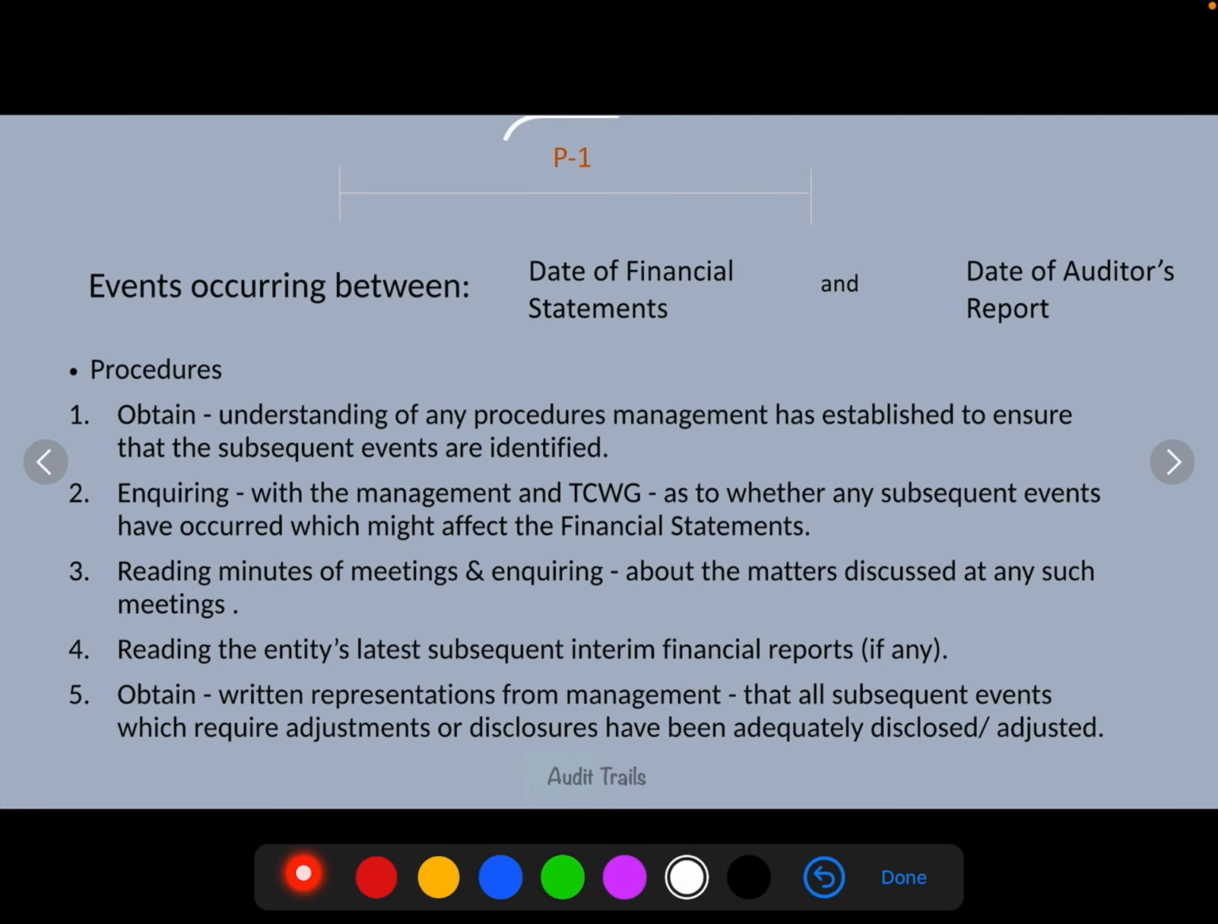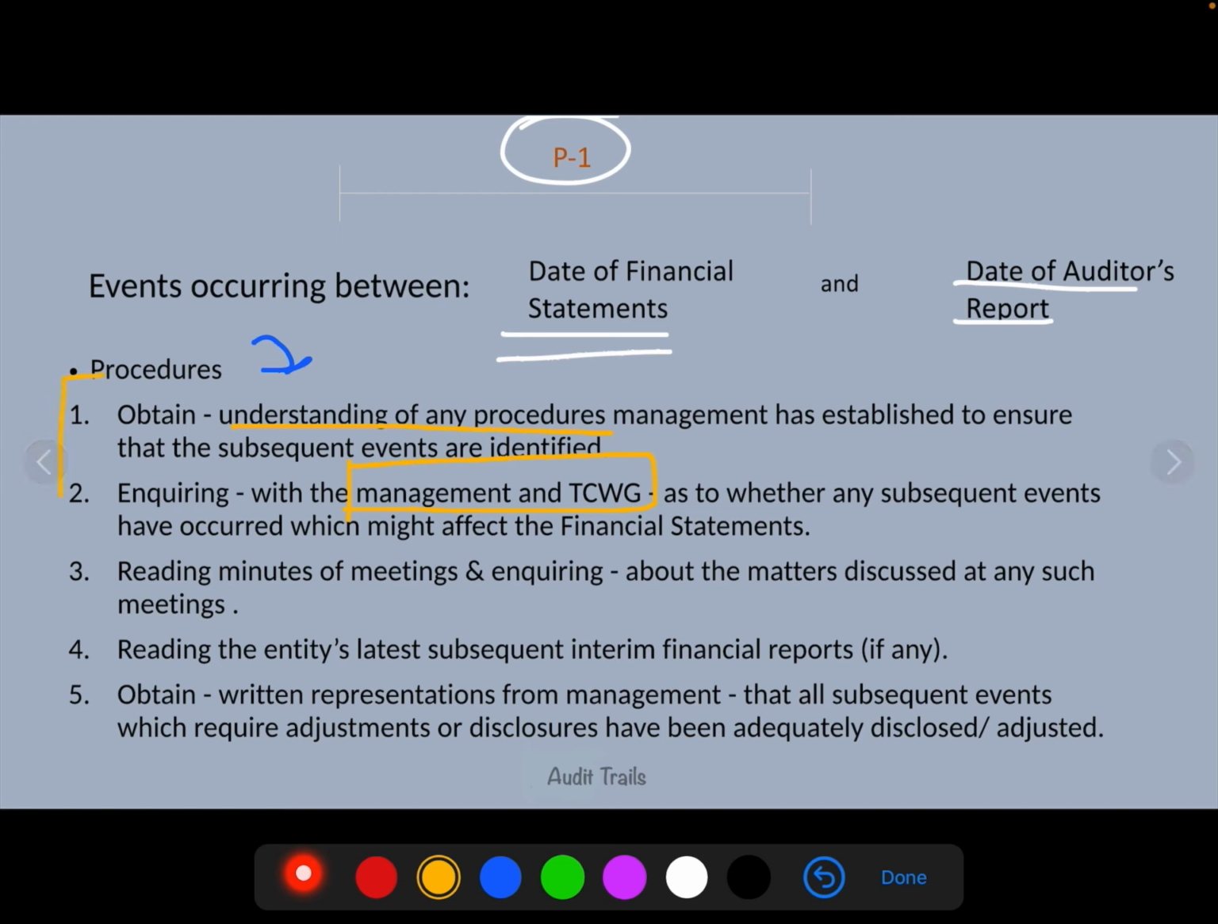Now, circling back to our period 1, that is the time period after our financial year end but before the auditor issues his audit opinion. During this period, the auditor will have to actively search for any subsequent events, and for that he will have to perform procedures. Those procedures include the following. Firstly, the auditor will gain an understanding of any procedures put in place by the management to recognize subsequent events. Then, the auditor will directly inquire with management and those charged with governance regarding any subsequent events that might occur and affect the financial statements.